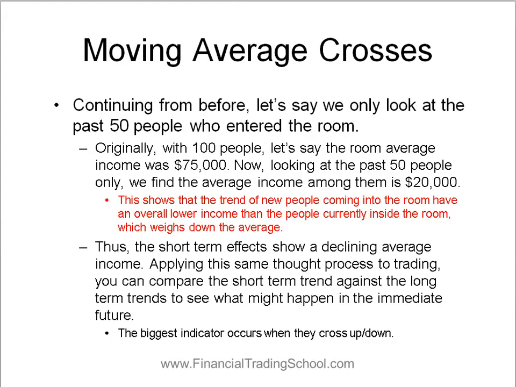Applying this same thought process to trading, you can compare the short-term trend against the long-term trends to see what might happen in the immediate future. The biggest indicator occurs when they cross up and down, and I'm talking about the moving averages. So for example, if the moving averages are sloped upwards, that means they're all pointing upwards, it shows that price is dragging the average up, which shows that there's an uptrend. But then if one of the moving averages starts to slope down and crosses the other one, then short-term effects might show that there's a change in trend coming up.